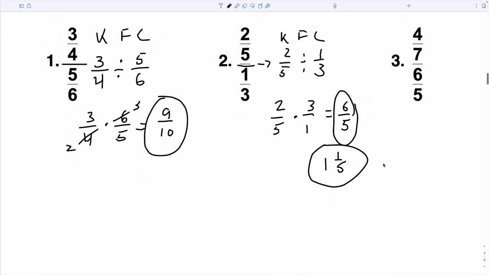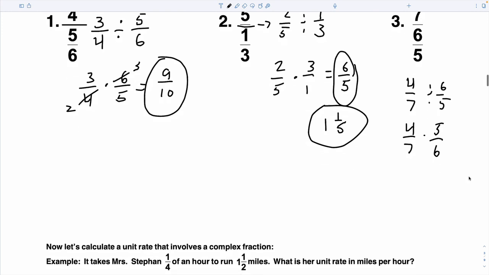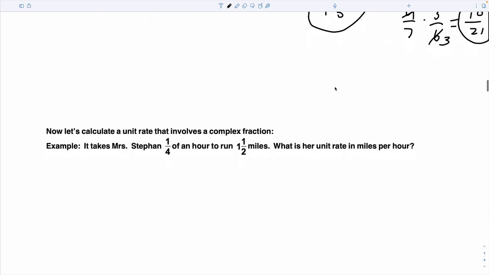Number 3. 4/7 divided by 6/5. Can I cross cancel anything here, Mason? And 2 times 5 is 10. 7 times 3 is 21. Our rate is 10/21. That's my unit rate I just found.